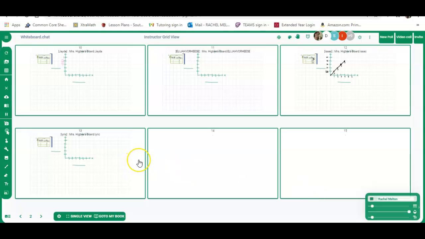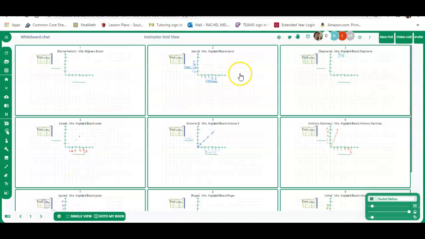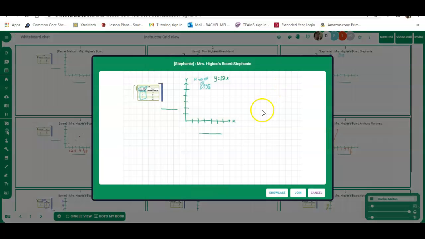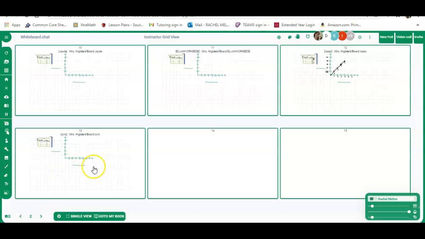Lyric, you're in, but I don't see you doing anything yet. Same with you, Elijah. I don't see anything on your grid yet. I guess I'm doing something. I guess it's not showing it. Okay. And you want... Yeah, I don't see anything on there just yet.